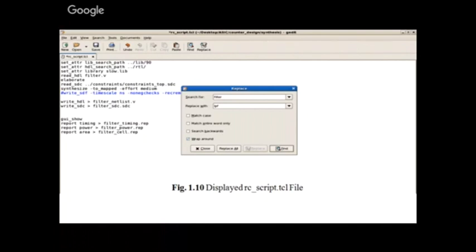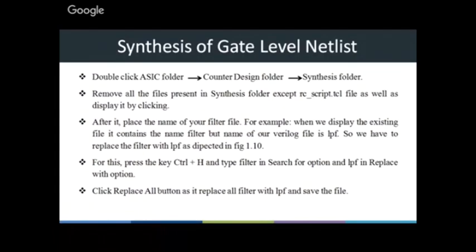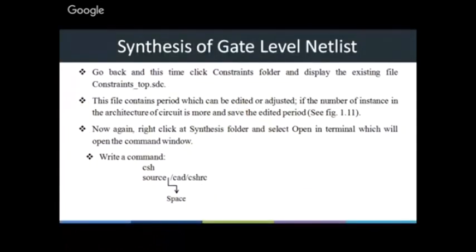As you know, if the order of your filter is much higher, in that case we have to increase the timing constraint. For that we have to open the constraint file that is present in our synthesis folder. By increasing the time period, we can increase the clock time period, so if your number of instances is much greater, then you have to increase the timing in your constraint file. This file contains a period which can be edited or adjusted according to the number of instances in your file. So now again right click on the synthesis folder and select open in terminal, which will open the command window.